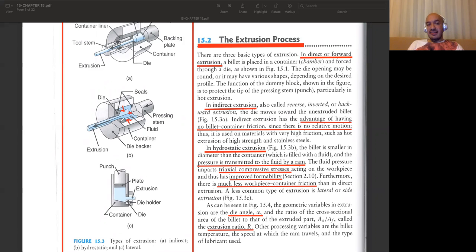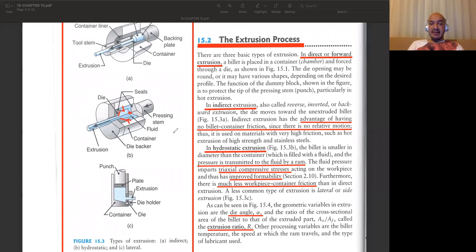And another thing is that this time we have much less friction actually on the workpiece, since there is no direct contact with the walls of the container. We only have little contact here on the conical surface of the die, but the rest of the surface of the workpiece has no contact with the container walls, and this is highly suitable for brittle materials.